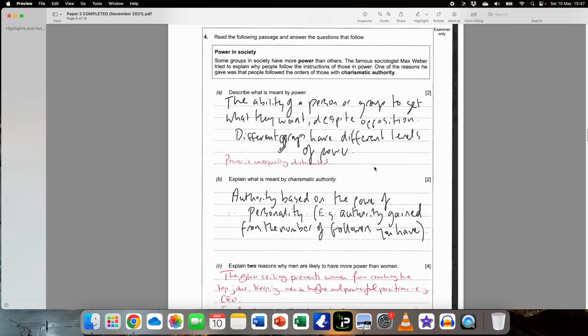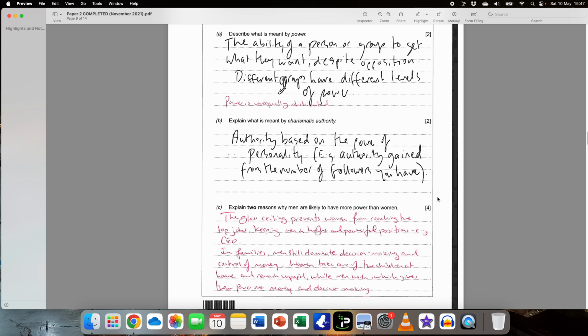You've got two different types of authority left, traditional and rational legal. Please make sure you know what they are. Again, sticking with power, explain two reasons why men are likely to have more power than women. And for this reason, if you turn the revision booklet over, it says gender and inequality exam questions. You've got 7 different questions, all based around gender. Please learn the answers.